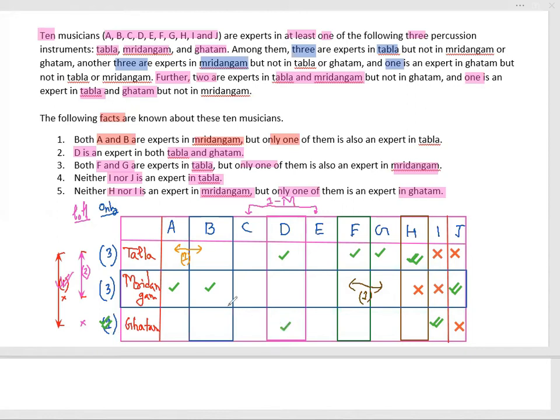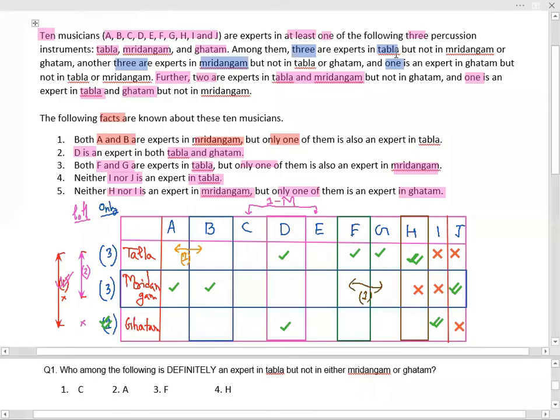So for the rest of the others, whichever segment I need to put a tick mark in would be either tabla or mridangam. Here, one person is definitely only mridangam, one person is mridangam and tabla. Here, one person is mridangam and tabla, and another would be only tabla. For the rest, C and E, one needs to be mridangam, one needs to be tabla. This way the entire segment would be done. On this basis, let us go for answering questions.